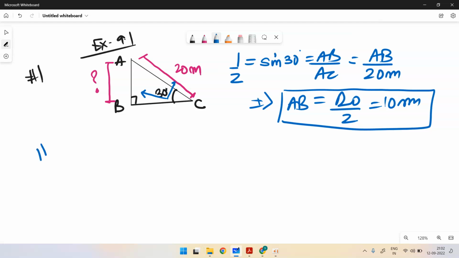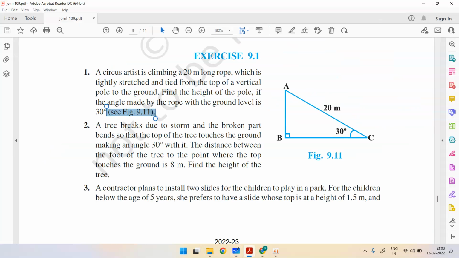Now, example number 2. What is example number 2? A tree breaks due to a storm and the broken part bends so that the top of the tree touches the ground, making an angle of 30 degrees with it. The distance from the foot of the tree to the point where the top of the tree touches the ground is 8 meters. Find the height of the tree. Find the height of the original tree, the same one which is broken.